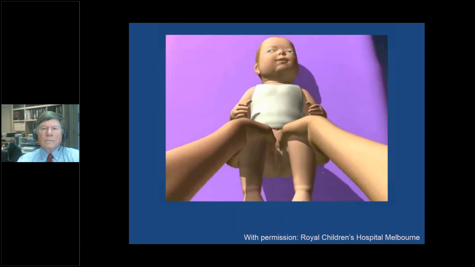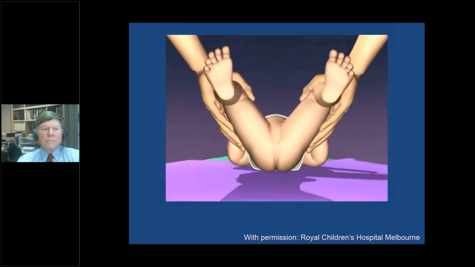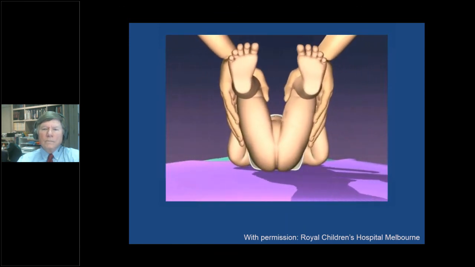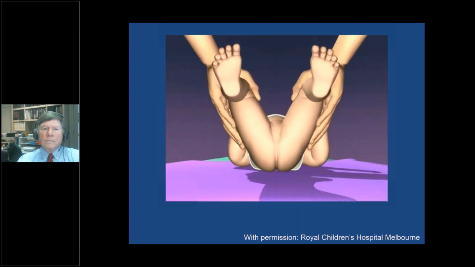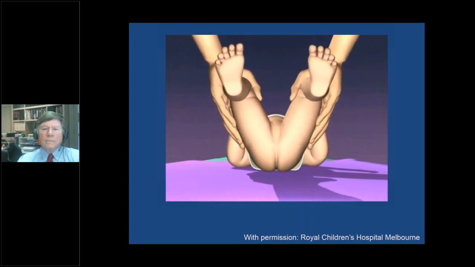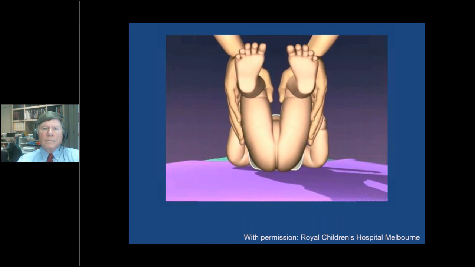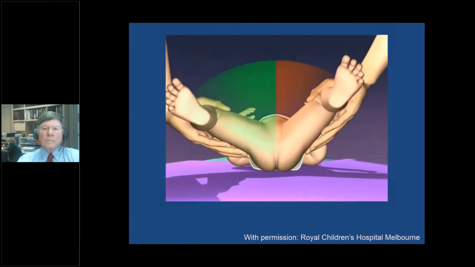The hips are then abducted, slowly allowing the hips to gently stretch out. Asymmetry is detected by comparing the range of hip motion and assessing the degree of resistance between the two sides.